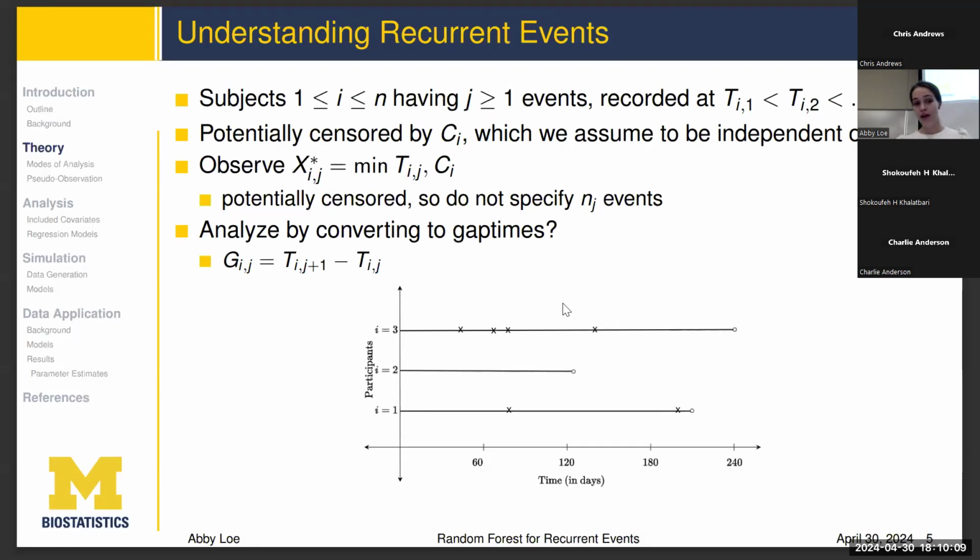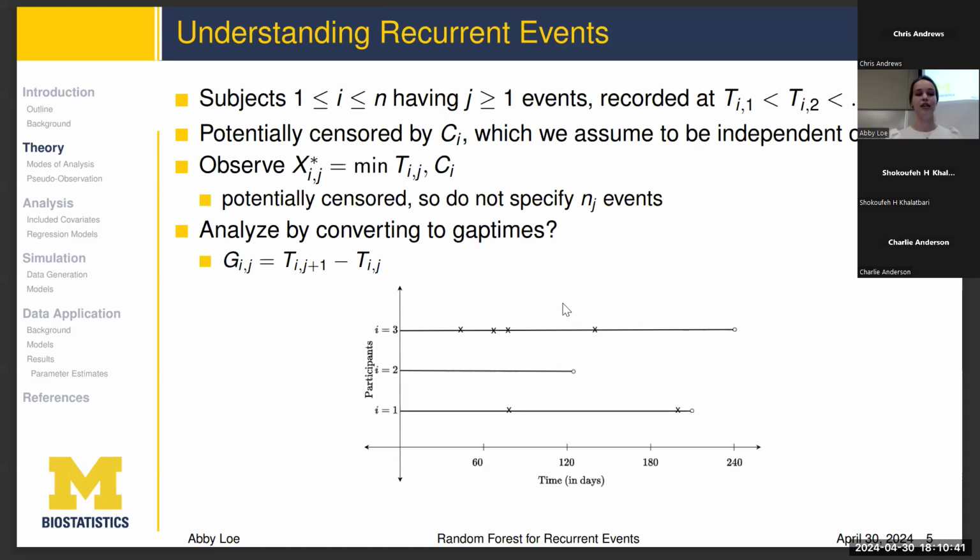So formally, we've got up to n subjects having at least one event recorded at times TI1 less than TI2, on and on and on. These times are potentially censored by a censoring variable CI. We are going to assume that the censoring is independent of TI, but we can only observe these X star variables, the minimum of our times and our censoring variables. These are potentially censored, so you could say patient J has NJ events, but you don't actually observe all of their events potentially.